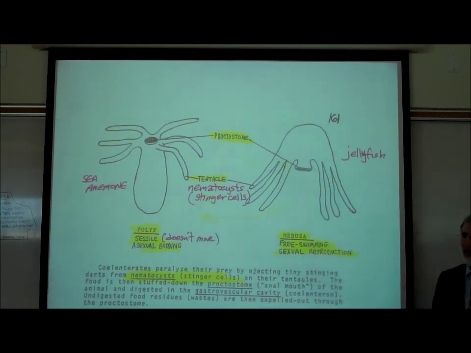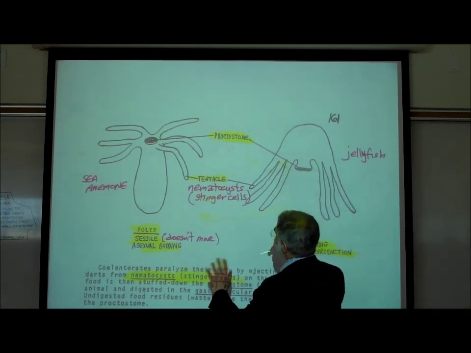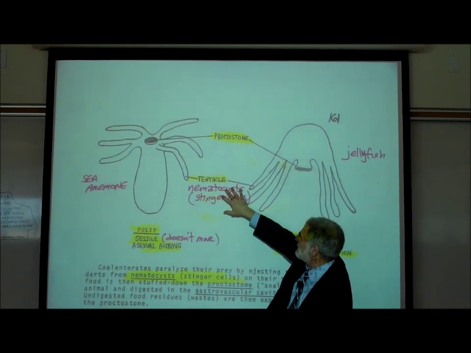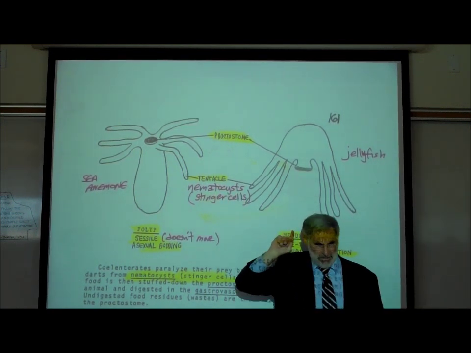Yeah, it gets more complicated as far as their life cycle. Yes, it gets more complicated. But we're just trying to keep it simple. Now, on the tentacles, there are nematocysts.